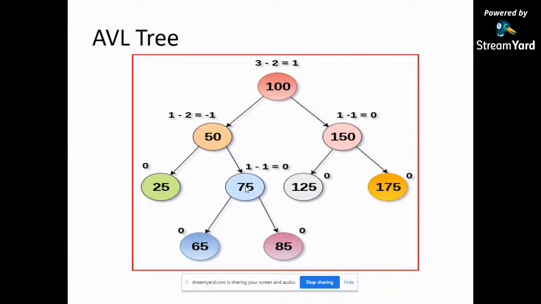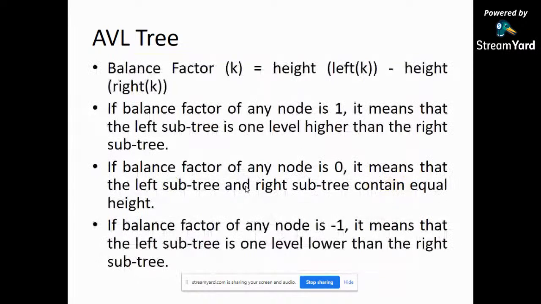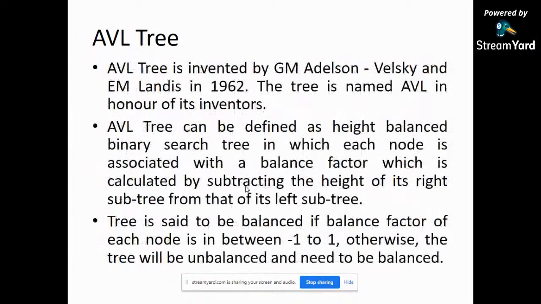Now if we calculate the balance factor for node 100, the left subtree has three children, 50, 75, 85. The right subtree has two children, 150 and 175. So 3 minus 2 will give you 1. In this way we have to calculate the balance factor for each and every node.